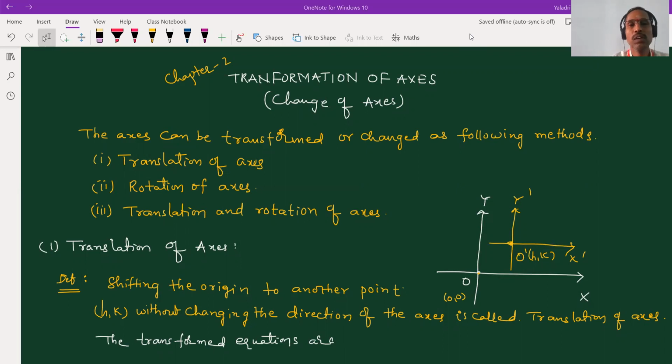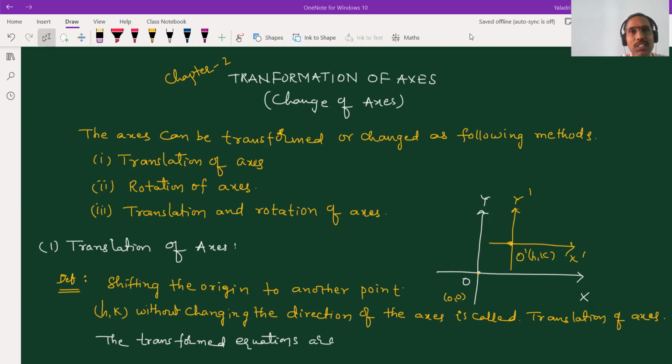So next, we start with the next topic, chapter 2, that is transformation of axis, right? We can also call it a change of axis. In general, the axis can be changed. That means what? Transformed.